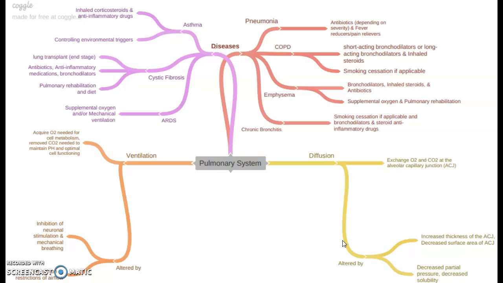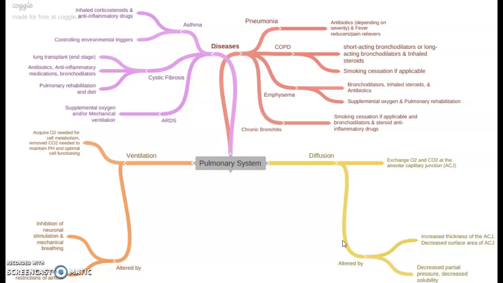Now, for the diseases associated with the pulmonary system, we can start with pneumonia. One of the treatment options for pneumonia is antibiotics depending on the severity, and fever reducers and pain relievers. For COPD, short-term acting bronchodilators and long-term acting bronchodilators and inhaled steroids. And of course, smoking cessation if applicable.